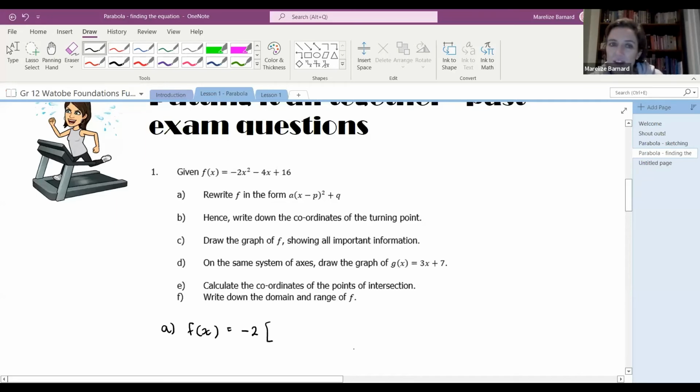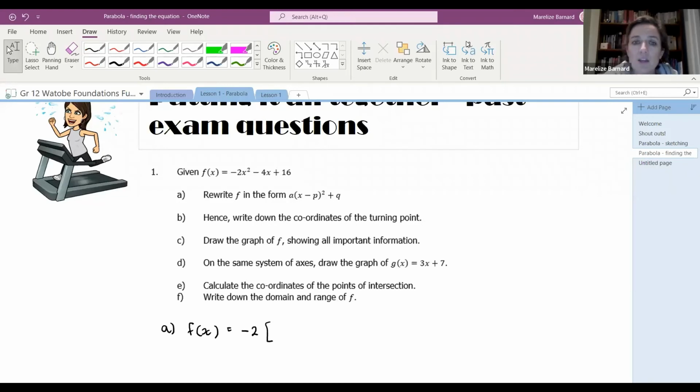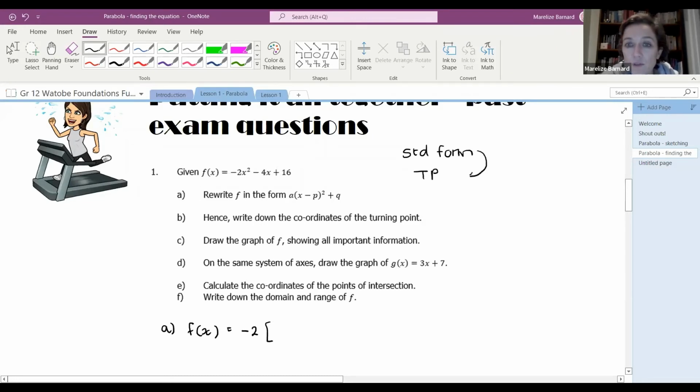Okay, I am starting the question on completing the square to rewrite the parabola from standard form into turning point form. When we convert from one to the other, and it is very important that you are able to do this in matric, is convert from standard form of the parabola to turning point form of the parabola. So from standard form to turning point form, we complete the square.